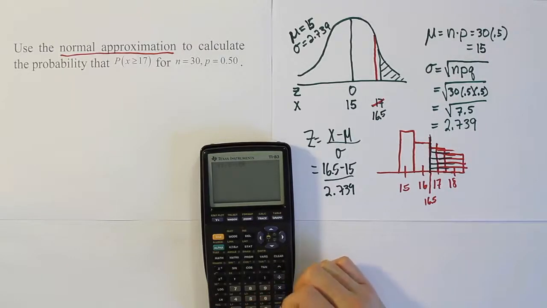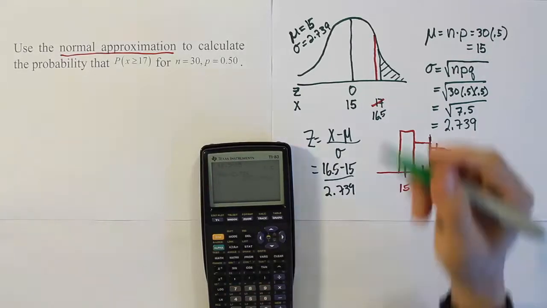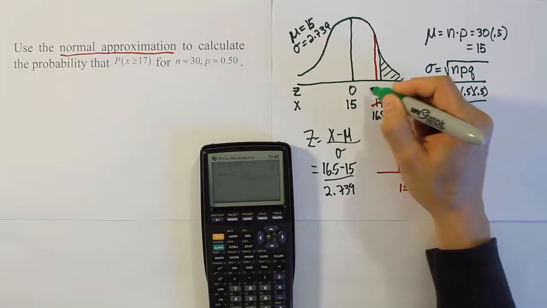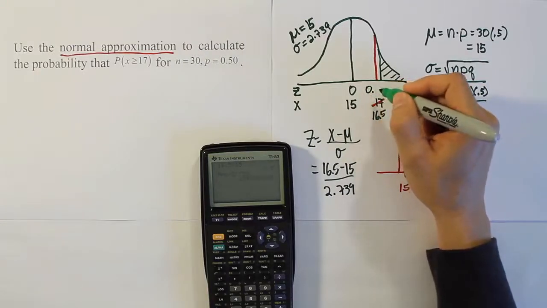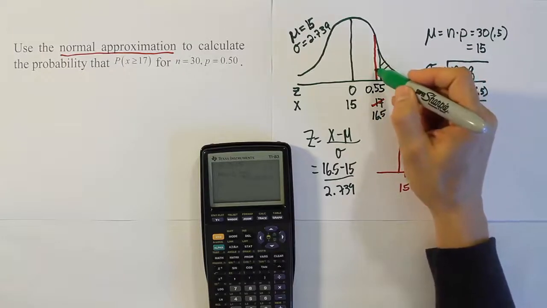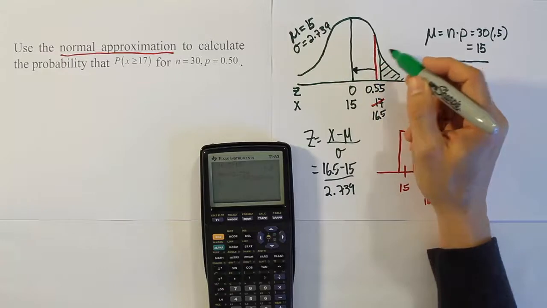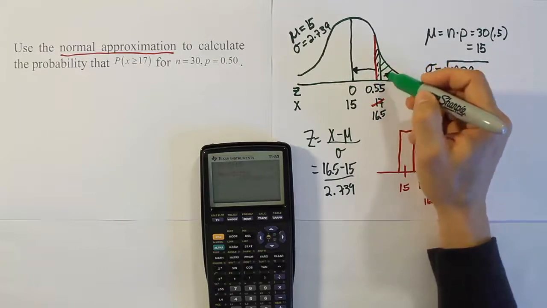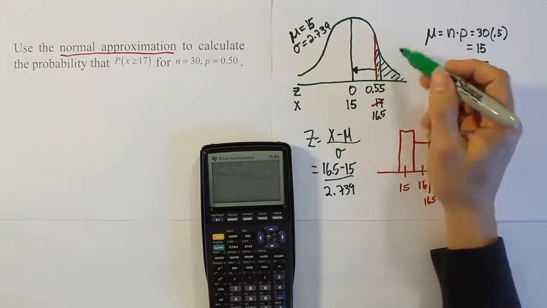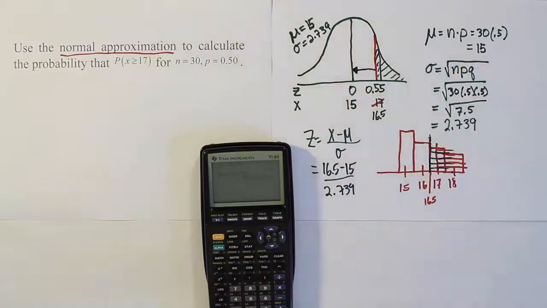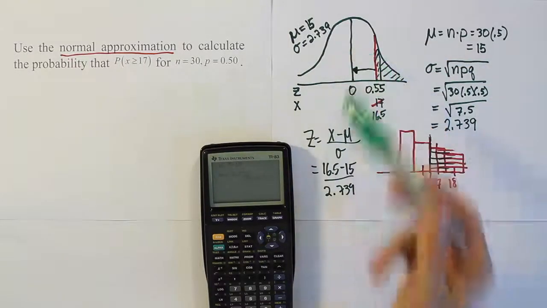So we have 16.5 minus 15, which gives you 1.5, and we divide that by 2.739. We get the answer 0.55 if we round to 2 decimal places, which is necessary for our z-table, since it doesn't have more than 2 decimal places. When we look that number up, we're going to get the area from here to here. That's not the number we want, so we'll do 0.5 minus that answer to get our final solution. Let's first go to the z-table and look up 0.55 to get the area from here to here.